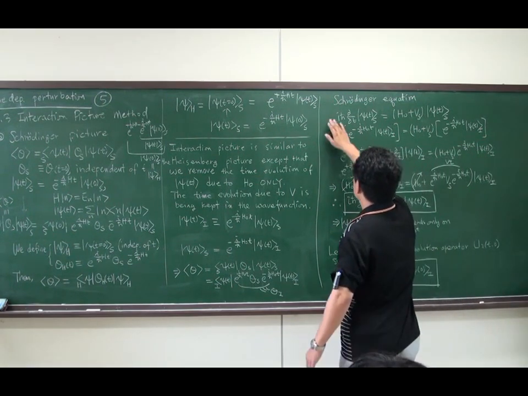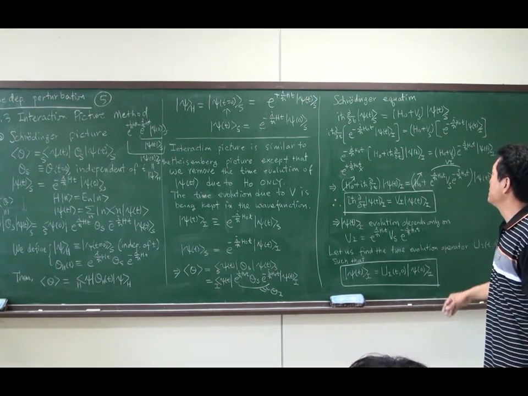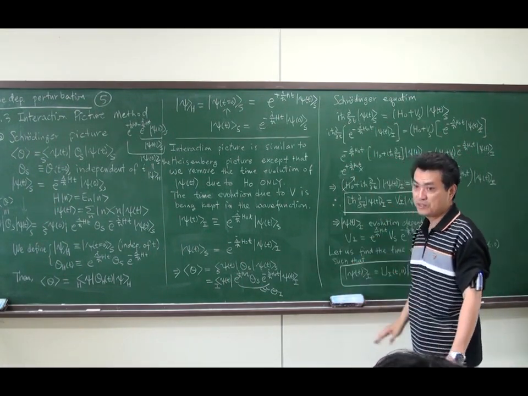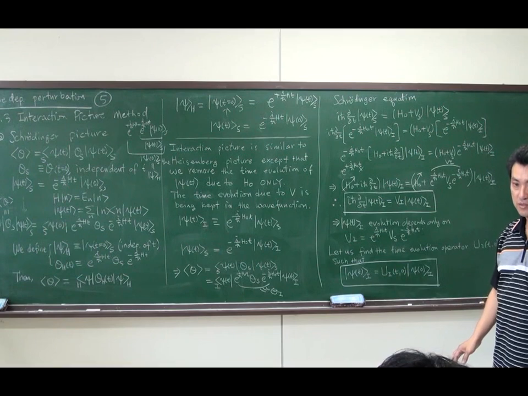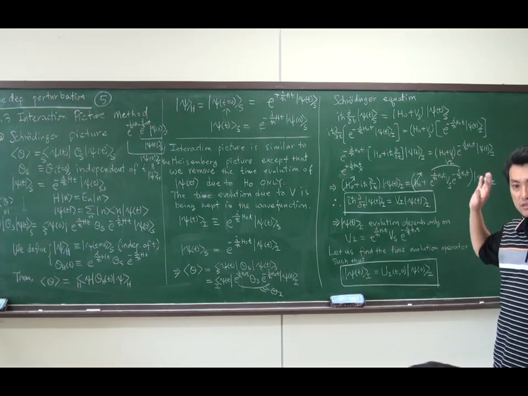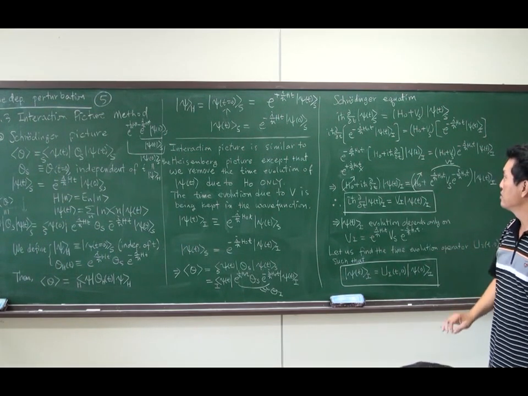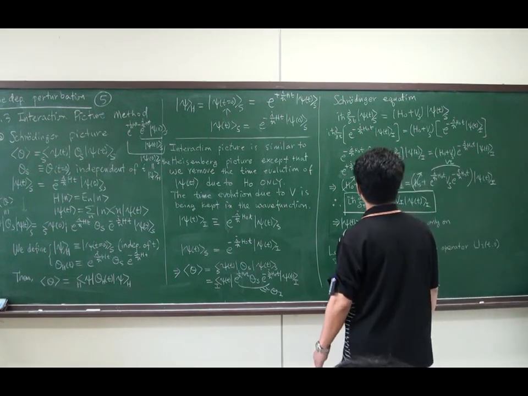Let us go back to the Schrödinger equation, and this Schrödinger equation is written in the Schrödinger picture. I'd like to rewrite this one in the interaction picture. Let's see what happens in the interaction picture.